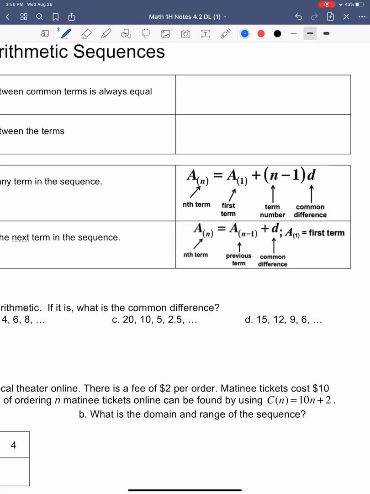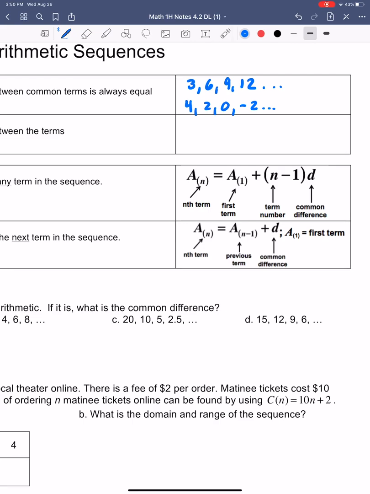So something along the lines of 3, 6, 9, and 12, that would be considered an arithmetic sequence because we're adding 3 each term. Okay, we could also do subtraction. So let's see, 4, 2, 0, -2. This would be an arithmetic sequence because we're subtracting the same number over and over and over again.